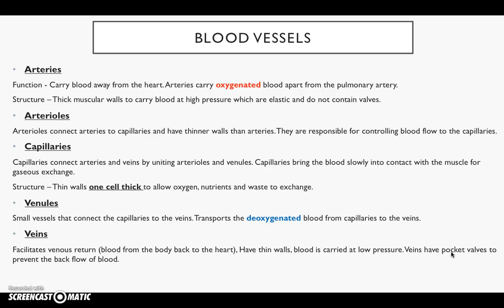Imagine trying to get your blood from your feet to your heart. Because of gravity, it's going to go back down at some point, isn't it? So these pocket valves make sure that it doesn't go back down all the way, so it keeps getting pumped up towards the heart, and that's what those valves do.